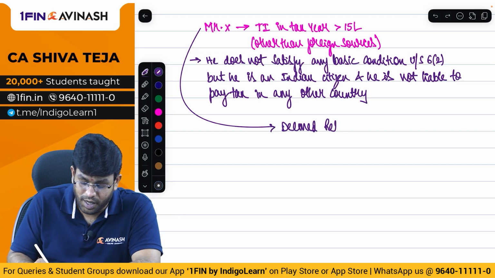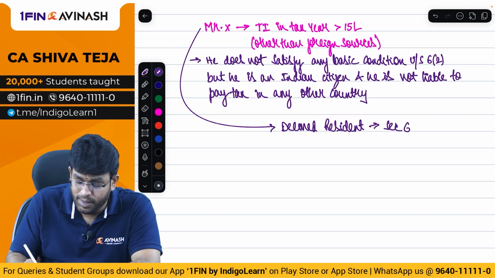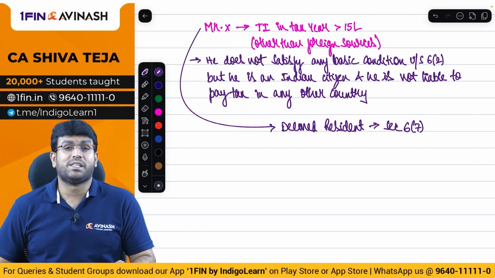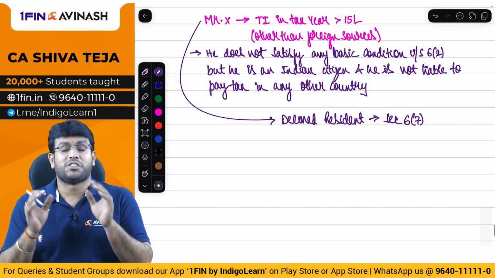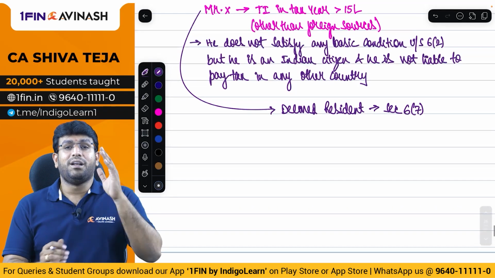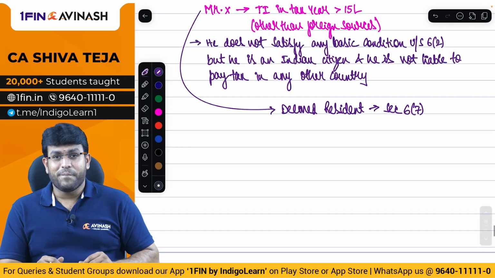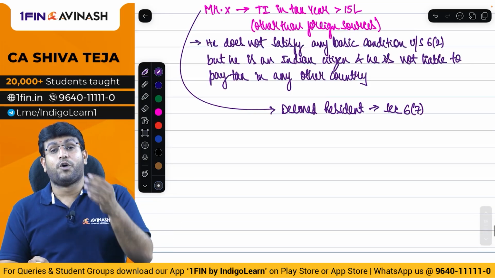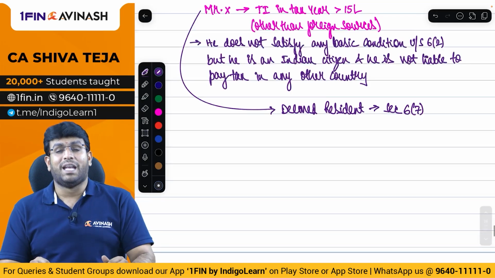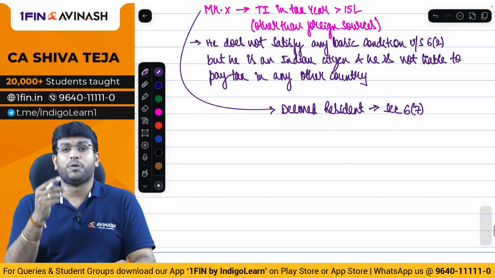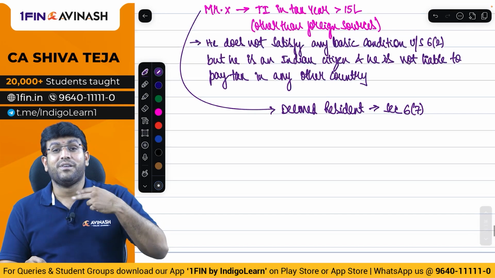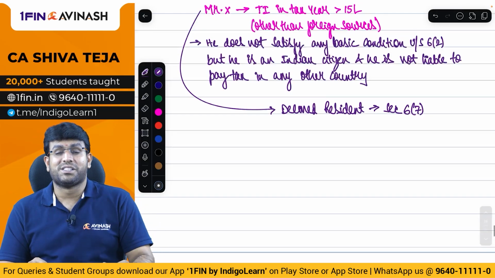What do we call it, my dear friends? Deemed resident. So the name itself says deemed resident. That means he is not a resident of India, but he is deemed to be a resident of India. So what the government is trying to tell us is this: let us say you are in a country like Dubai, but you are an Indian citizen and your total income other than foreign source in India is more than 15 lakh rupees, and you are not liable to pay tax in Dubai, maybe because Dubai has given an exemption. In that case, we will treat you as if you are deemed to be resident in India.